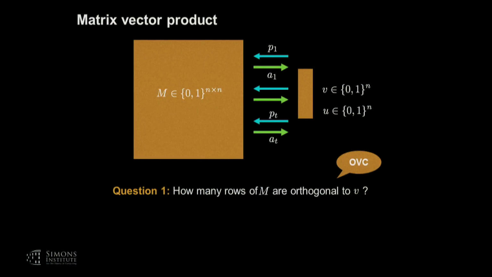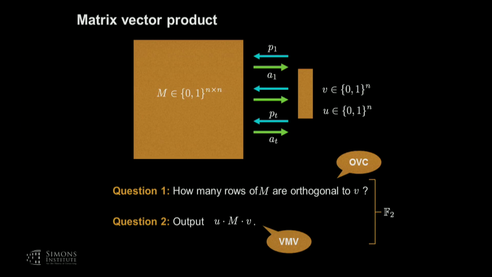But now, as I said, sometimes we might have two vectors. Suppose I have another vector, u. Then you want to output a very natural quantity, the vector matrix vector product, u times M times v. This is one bit. This is called the vector matrix vector multiplication problem. Today we're going to focus on this. You could define this over any field or even the Boolean semi-ring, but today we will just look at F2. So all the entries are 0, 1, and all matrix operations are over F2.